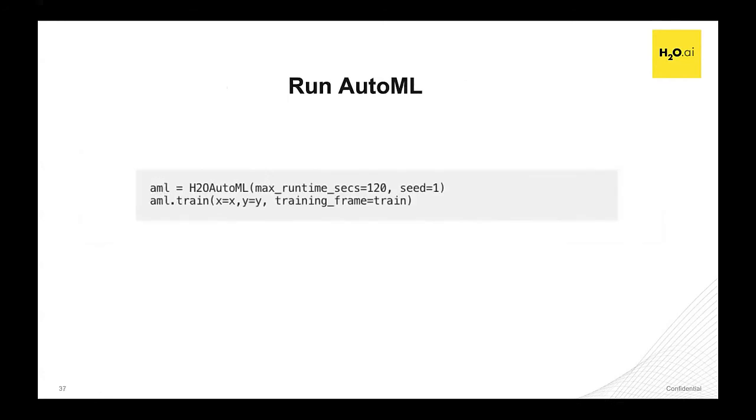And now we simply run our AutoML. We just specify the maximum runtime, that is, we want it to stop after 122 seconds. This is something that I've given. By default, it runs for 1 hour, but then you could just decide yourself.